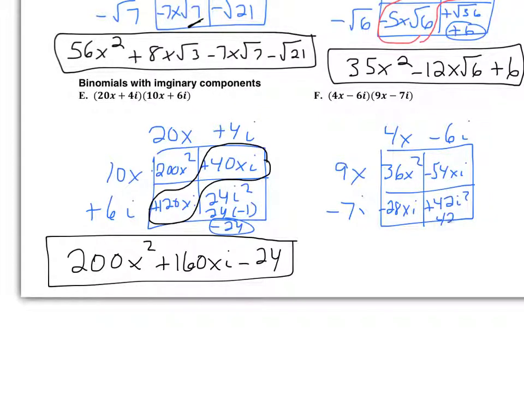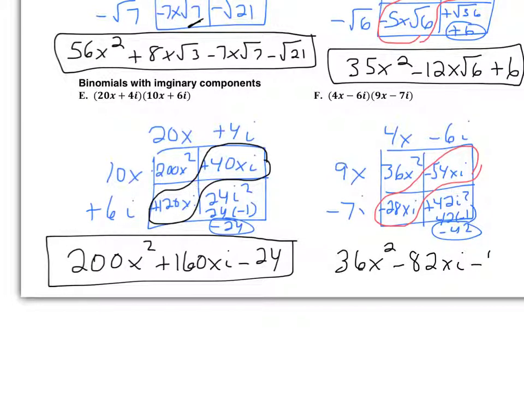And we know that i squared is negative 1, so that's a negative 42. And xi and xi are like terms. So we end up with 36x squared, negative 28 and negative 54 is a negative 82xi, and then minus 42. And that is our final answer.